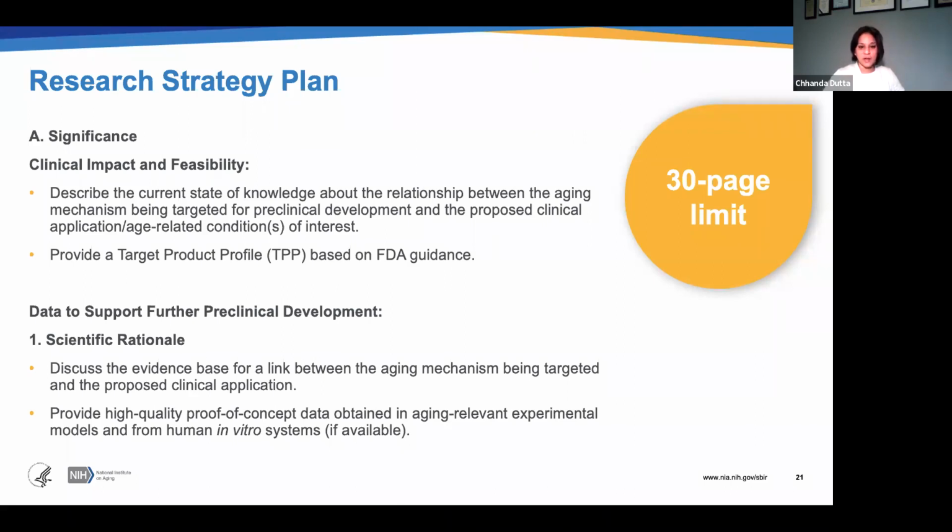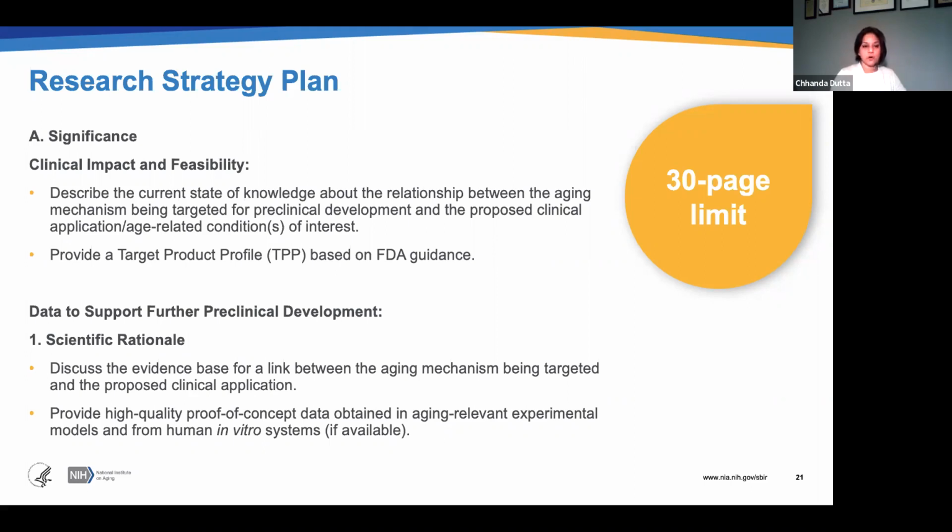So just to highlight some things that we think are important for you to think about and include in your research strategy plan: some description of the clinical impact and the feasibility of the drug that you're planning to develop. What is the current state of knowledge? What evidence is there that demonstrates the relationship between the aging mechanism or mechanisms being targeted in your preclinical development plan and your clinical outcomes of interest?